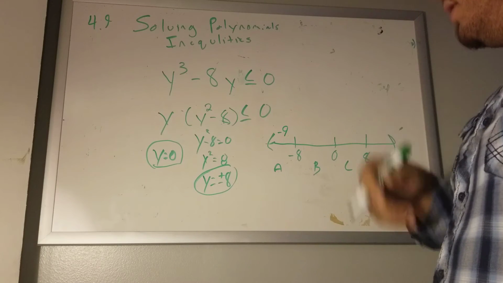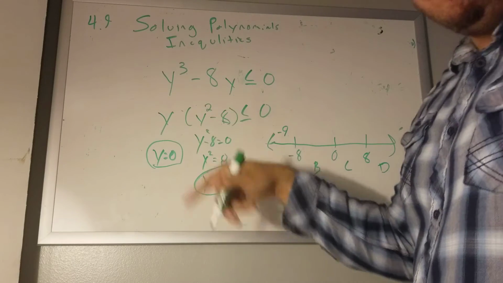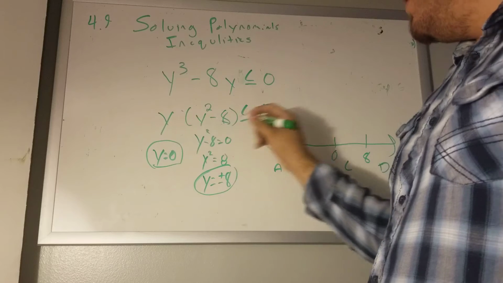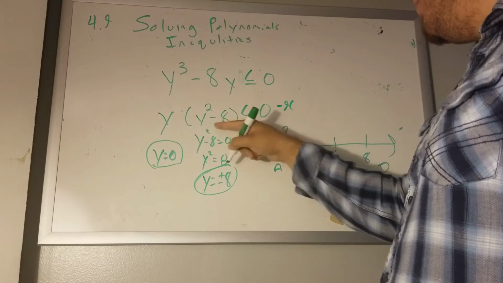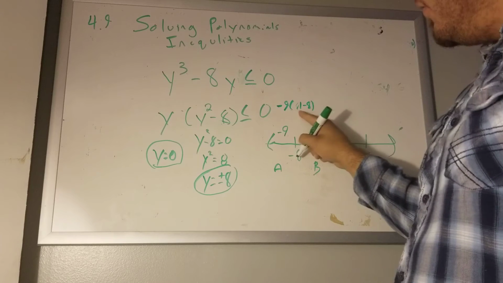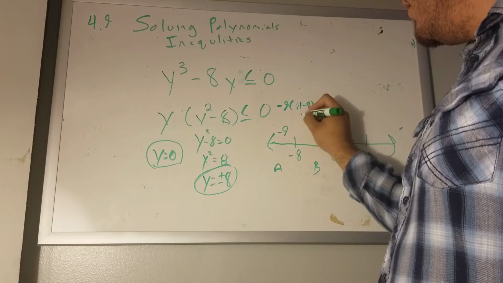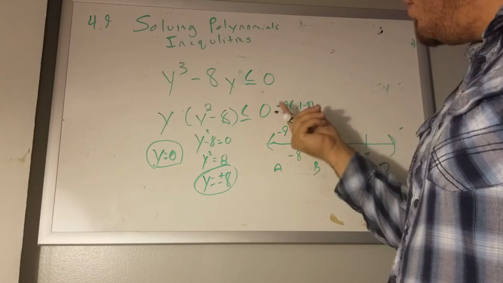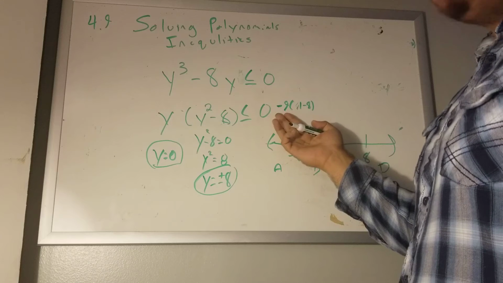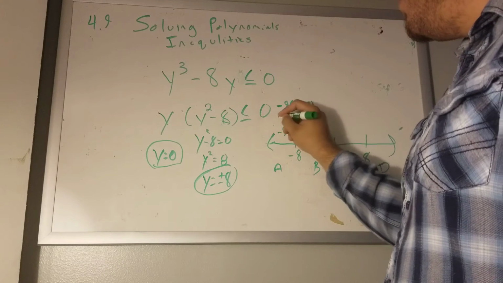If I plug in negative 9, I'm going to use the factored form because I think it'll be easier in this situation. The factored form is negative 9 times, this is going to be 81 minus 8. This right here, even if I don't do the math, I know it's going to be positive. I'm just going to tell you how you can do it quicker. Here, you know this number is going to be positive on the right. Here, you know this number is going to be negative. A negative times a positive will give you a negative number.